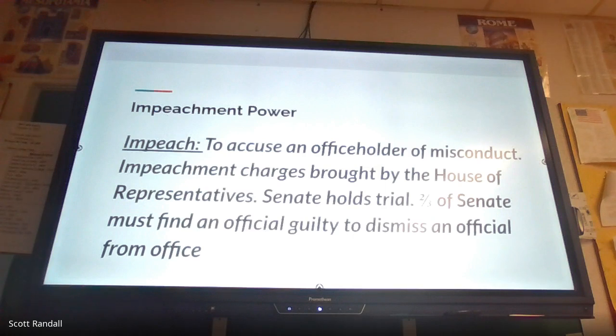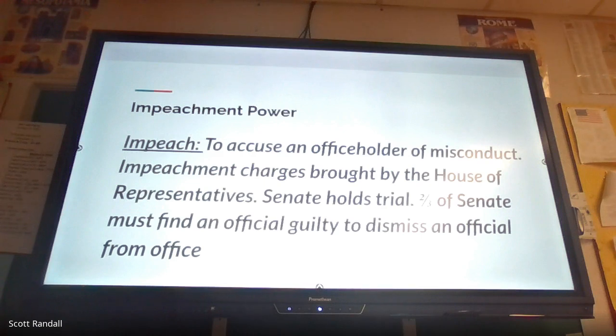And then the Senate, they hold a trial. Now, the problem is that 2/3 of the Senate must find the official guilty. All right. So President Trump was impeached, but he wasn't found guilty. All right. You remember how many presidents we've had that have been impeached? Three. Yeah, 3. So Andrew Johnson, this was during the Reconstruction era after the Civil War. And then Bill Clinton, and then Donald Trump. So those three have been impeached, but they've never been found guilty.